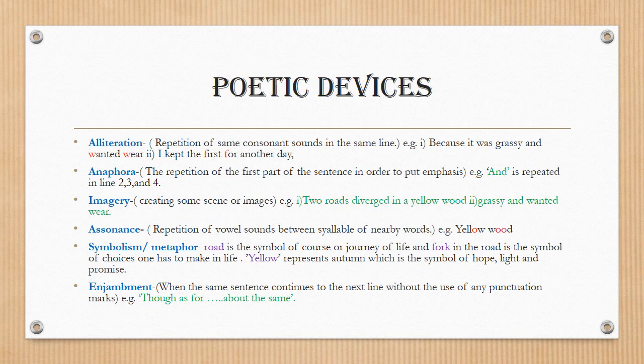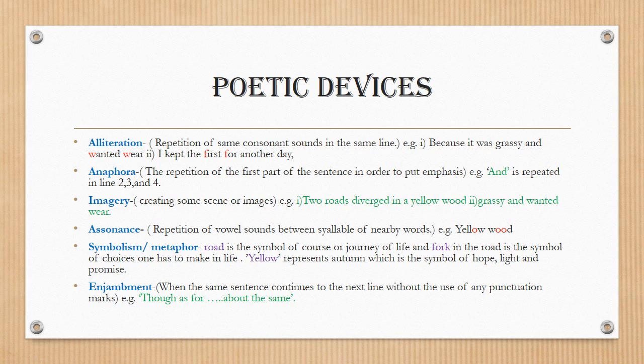You can see the poet has used alliteration in the line "because it was grassy and wanted wear." Again, alliteration has been used in the line "I kept the first for another day." Anaphora is used in lines 2, 3 and 4. Imagery is in the very opening line when the poet says "two roads diverged in a yellow wood," and assonance is there in that line, "yellow wood," you can say.